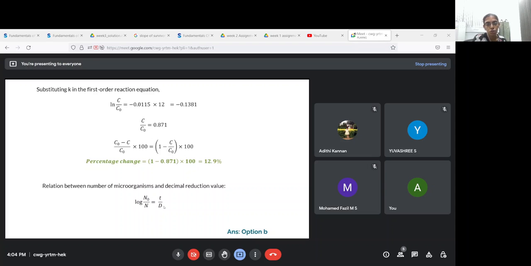You can substitute K as 1 by D only when you are using log. You cannot substitute K as 1 by D if you are using a natural logarithm. So you have to make sure that you are using it correctly. So this is the relationship between the number of microorganisms and the decimal reduction value.